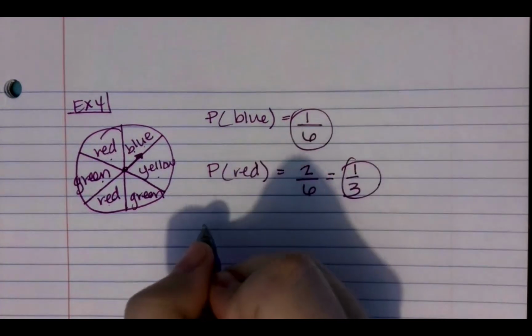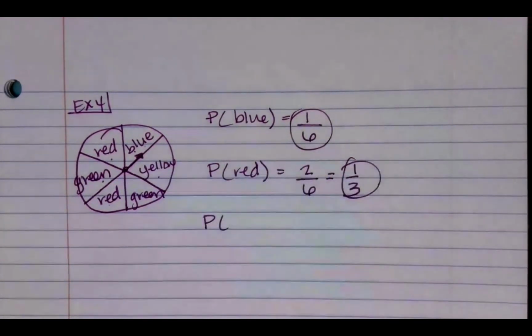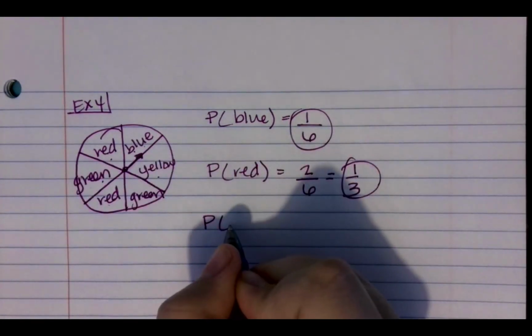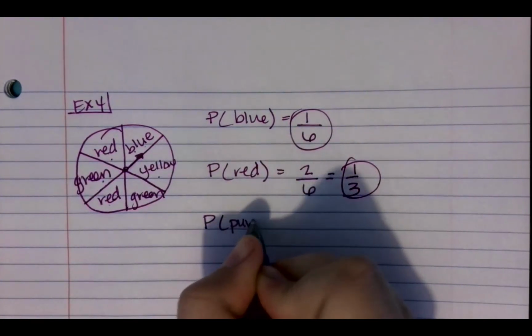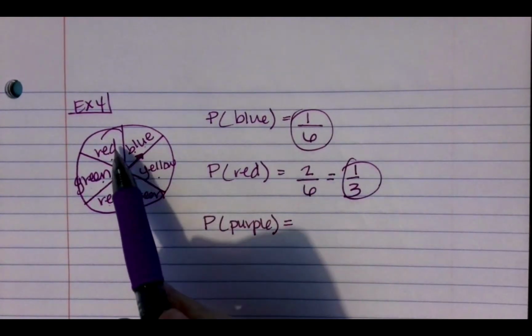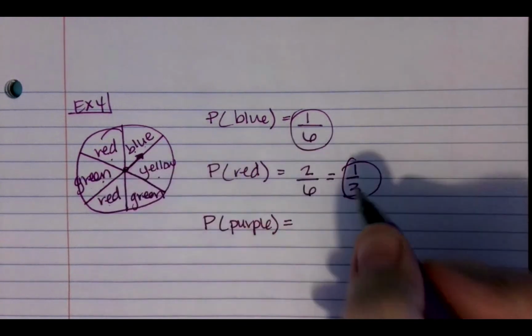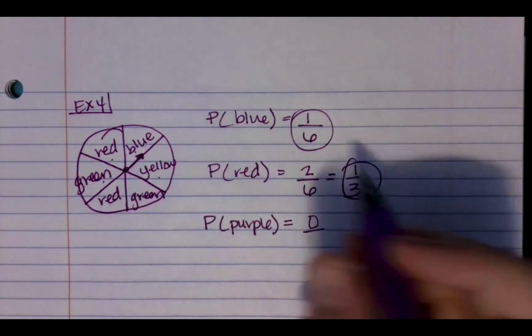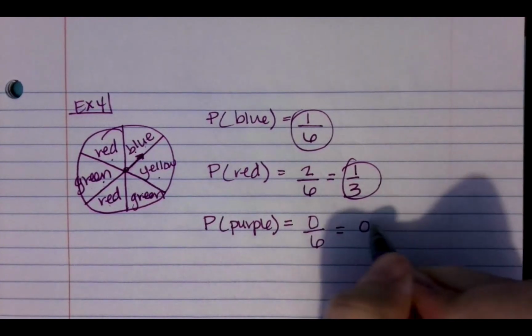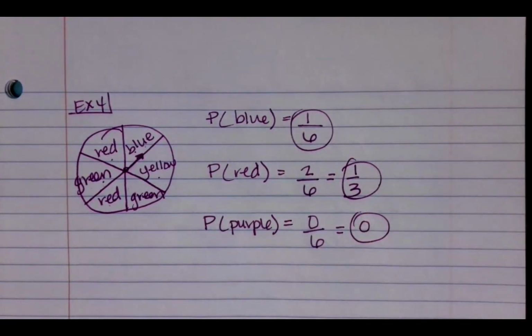Last question, and it's not a trick question. It's just something to think about. Sometimes probabilities are 0. They don't make much sense. What's the probability of getting a purple? What do we want to happen? We want to get a purple. How many of these are purple? 0. Out of how many total? 6. 0 divided by anything is 0. Sometimes probabilities are 0, and that's fine. It's, again, not a trick question.